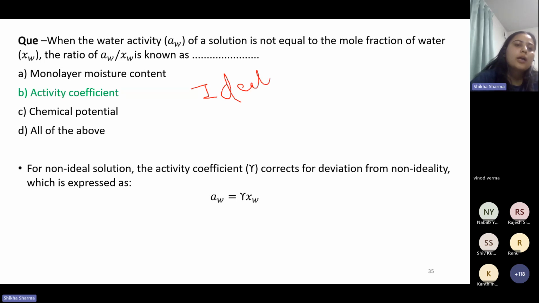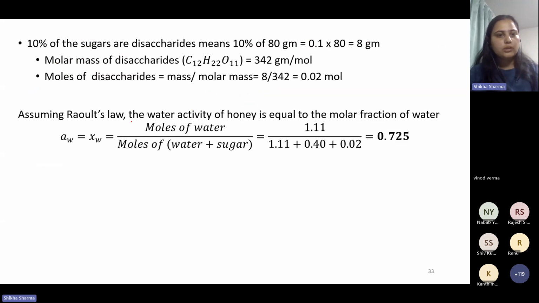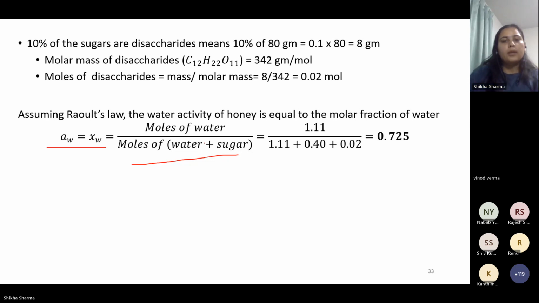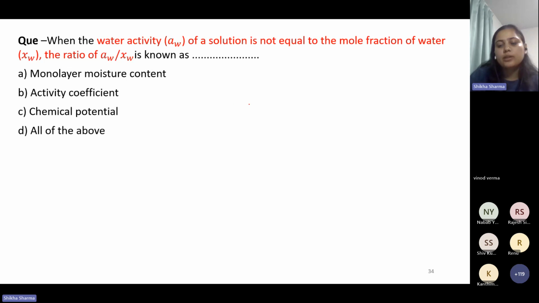We have two types of solutions: ideal solutions and non-ideal solutions, right? In the ideal solutions, the water activity equals the mole fraction, which is the amount of water. In the last question we discussed, when we assume Raoult's law, the mole fraction of the water equals the water activity, which equals the moles of water divided by moles of water plus moles of sugar or any other component like protein, carbohydrate, anything, right? The food constituents.